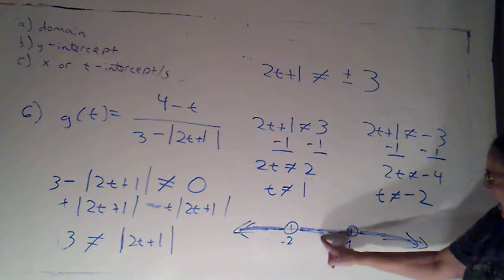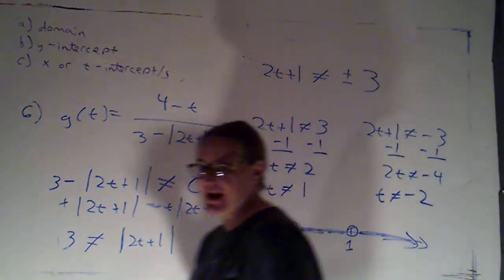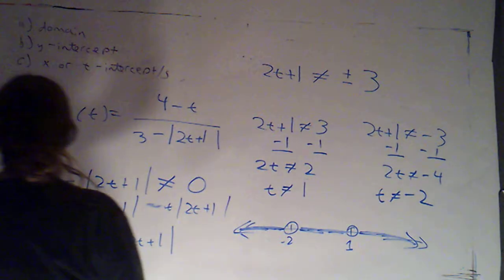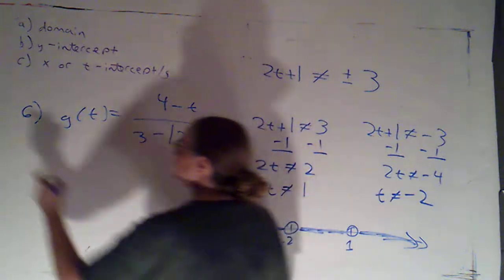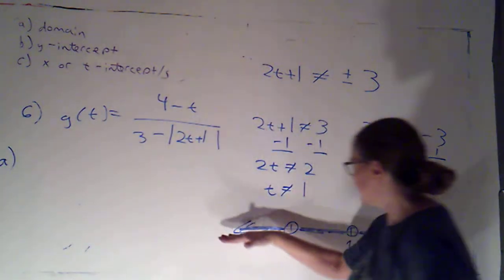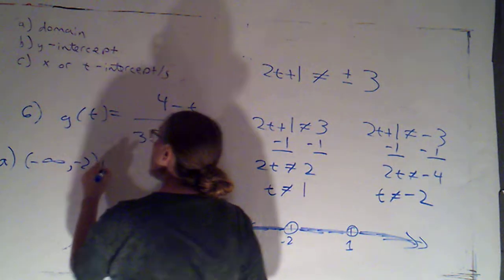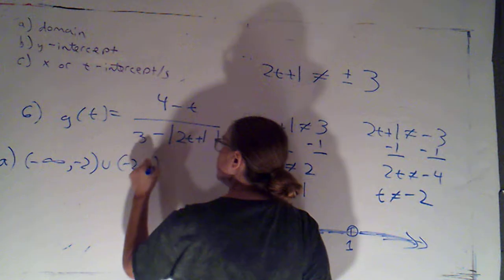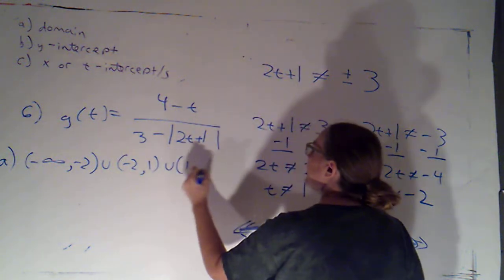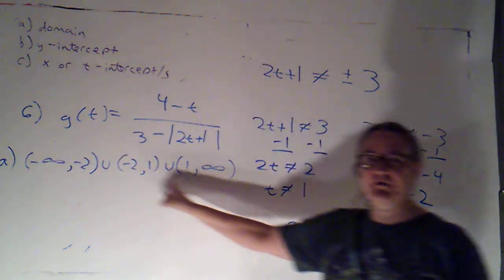So now I've actually got 3 intervals in my domain. So the answer to part A is going to be the union of those 3 intervals. So we'll have from negative infinity to negative 2, union negative 2 to 1, union 1 to infinity. And it's parentheses around all of those endpoints.